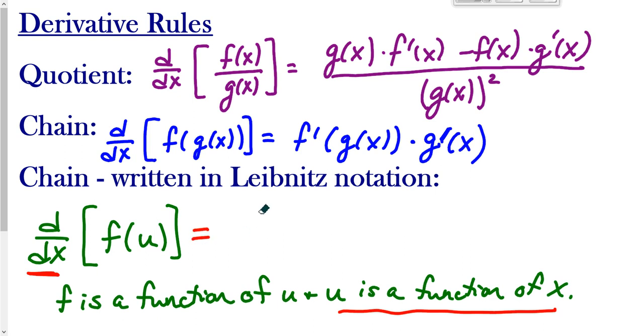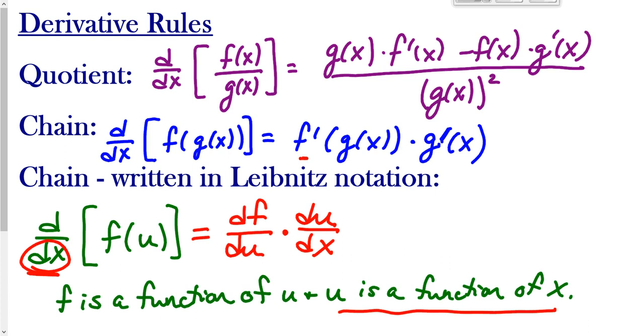So the way that we would write this using just Leibniz notation instead of the prime notation would be to say we're taking the derivative of function f, treating u as the independent variable, but since we know that u itself is a function of x and we're trying to take the derivative with respect to x, we need to include the derivative of u with respect to x. So this is similar to what we did up here.